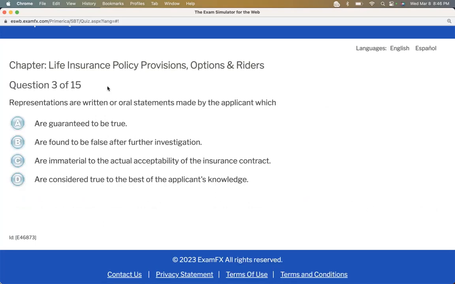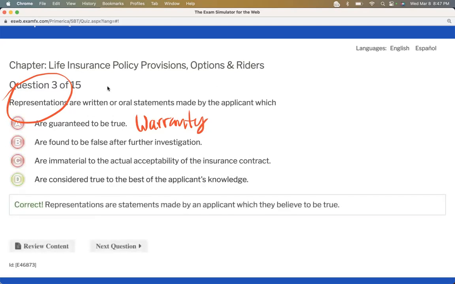Representations are written and oral statements made by the applicant which... Remember this one? It's a vocabulary word. A. Guaranteed to be true. Nope, that's warranty. Representation. D. Yes, D. Considered to be true to the best of the applicant's knowledge.